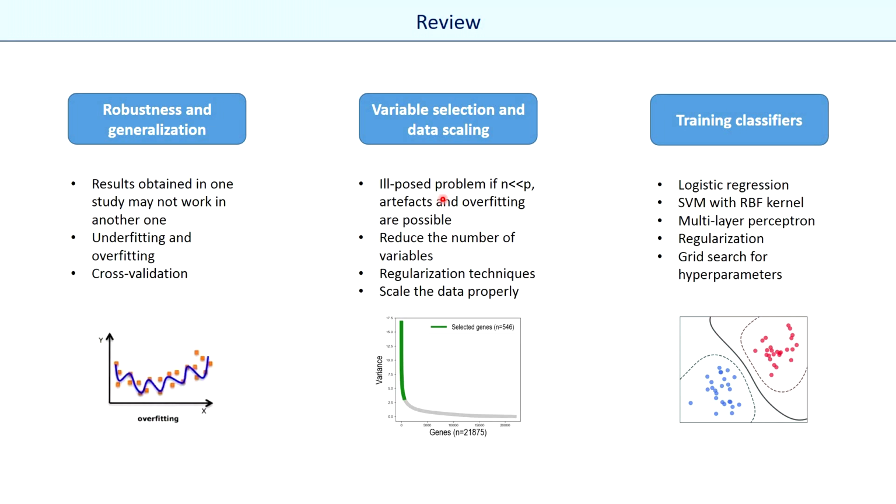Then we considered a problem related to a very large number of parameters in mixed data compared to a relatively small number of samples. This problem may also result in artifacts and overfitting. We have seen that many possible solutions are available, for example, selection of parameters or regularization techniques. We also learned that the data should be scaled, otherwise some machine learning algorithms may not converge very well. And finally, we saw some examples of how to train linear and non-linear models for leukemia classification and how to choose hyperparameters with a grid search.